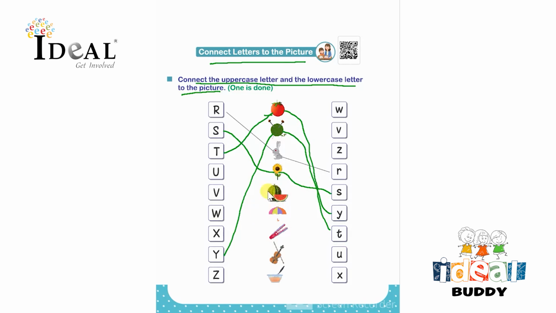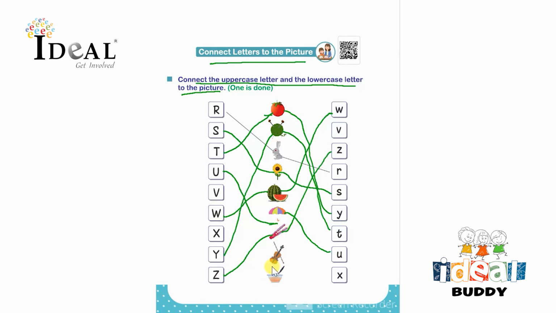After that we have watermelon. So the child will be connecting the capital letter W, that is the uppercase W and the lowercase w to the given picture. Similarly here the object or the given picture is of an umbrella. The sound is U. So they have to connect the uppercase U and the lowercase u to the given picture. After that it's zip, sound is Z. So they have to connect the uppercase Z and the lowercase z to the given picture.